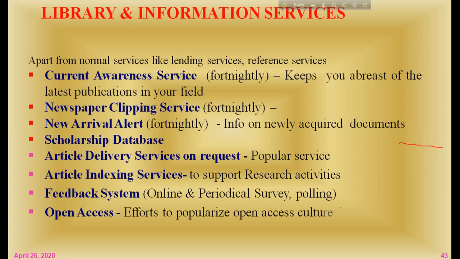The newspaper clipping service, new arrival alert: every fortnight we take 20 or 30 books, scan the cover page, title page, and content page, and put them on the library website so that students and academics come to know what new books have entered the library, whether purchased or gifted. They may look at the list of contents and identify which books fulfill their need. Then there is the scholarship database, and as I told, the article delivery service on request, which was earlier known as document delivery service. We have to popularize the service, naming it article delivery service, then article indexing service.